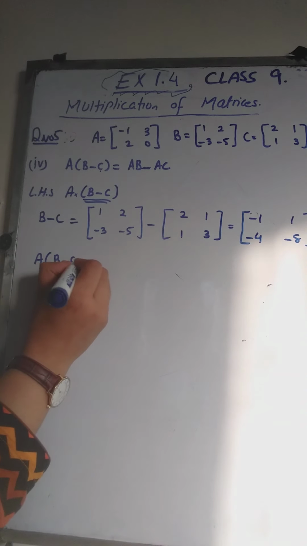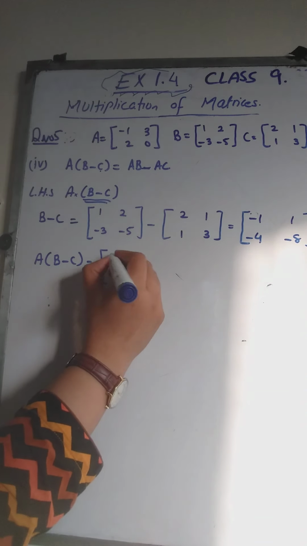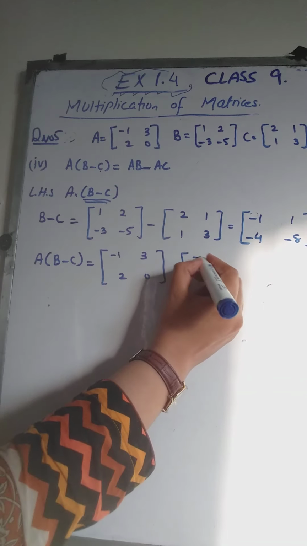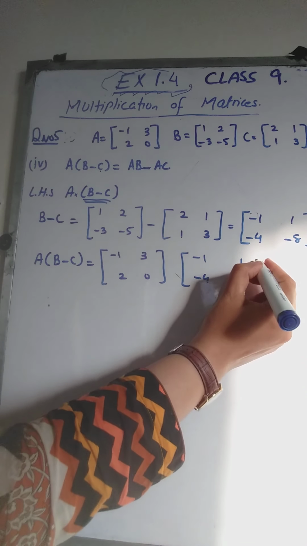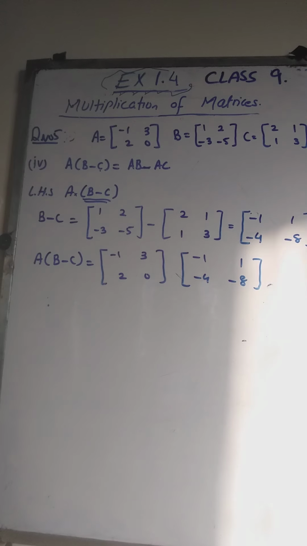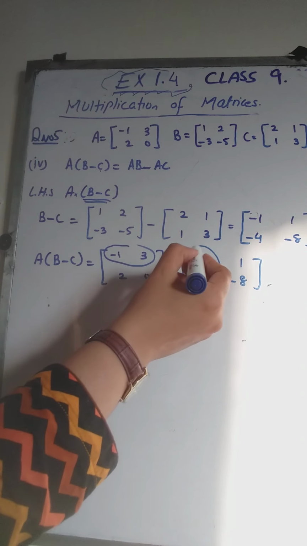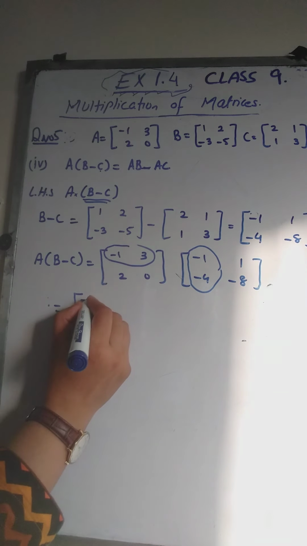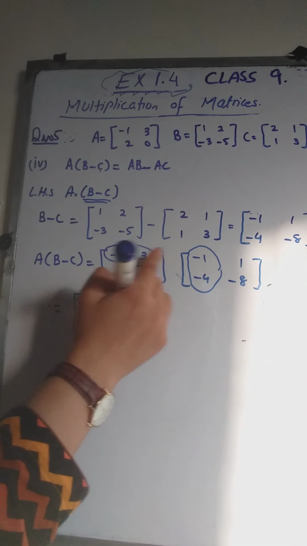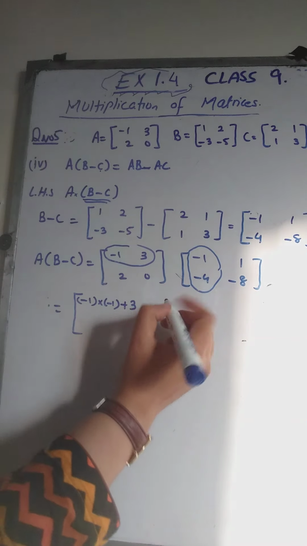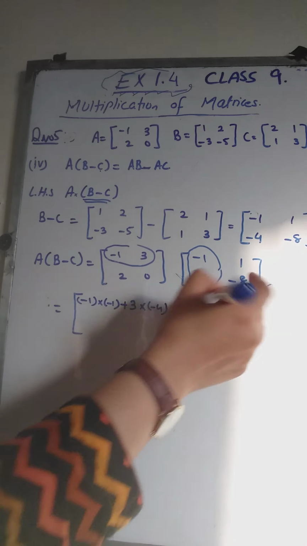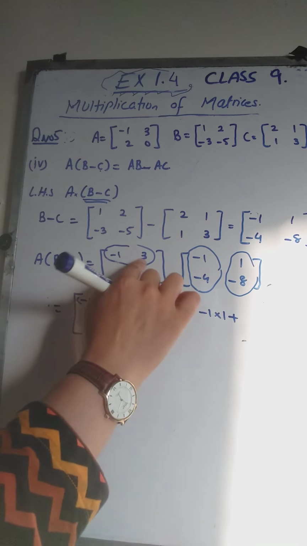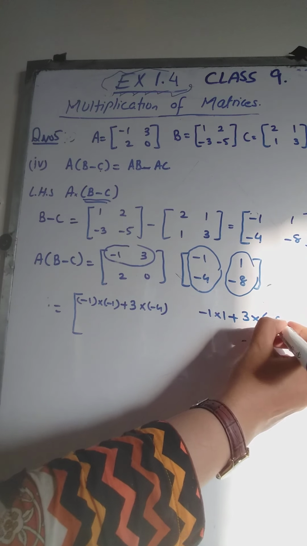A into B minus C will be, first writing the matrix A, [-1, 3; 2, 0], with B minus C. So multiplying both the matrices, first we will take the first row as usual and multiply it with the first column. -1 into -1 will be a positive 1. -1 into -1 plus 3 into -4, and then first row with the second column, -1 into 1, sorry, plus 3 into -8.